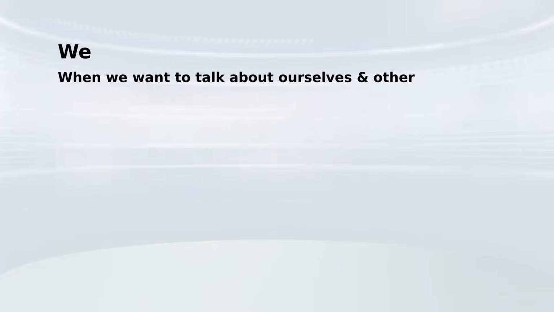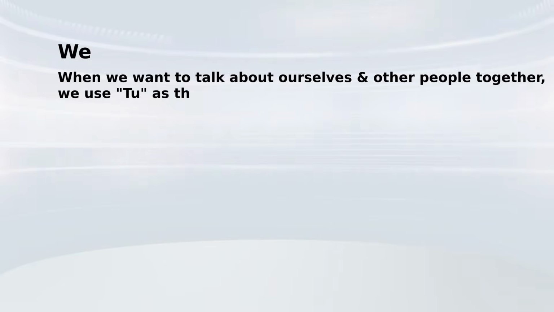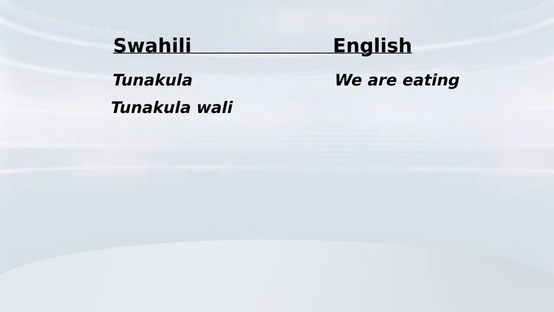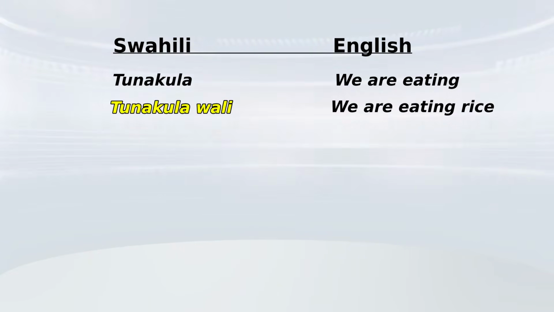Now let's learn we. When we want to talk about ourselves and other people together, we use tu as the subject prefix. For example, if we want to say we are eating, we can say tunakula. Repeat after me. Tunakula. One more time. Tunakula. So you can give an example like tunakula wali. We are eating rice. So repeat after me. Tunakula wali. One more time.